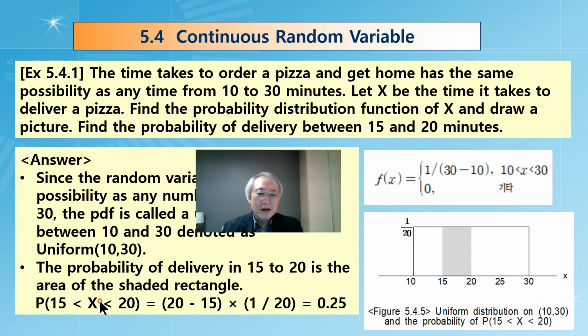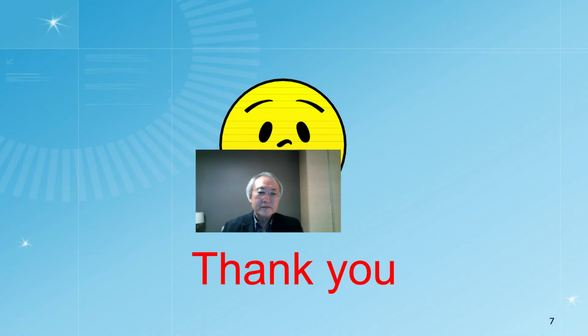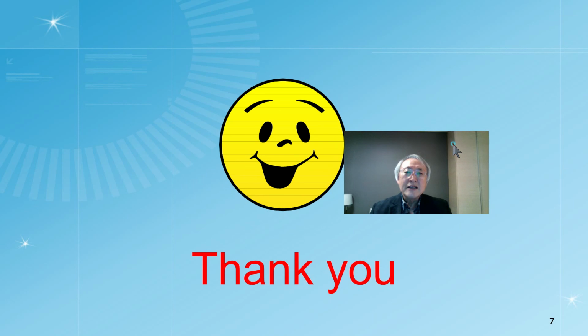If I ask you the probability between 15 to 20, the shaded area, you may consider this area. The width is just 5, the height is 1 over 20, therefore it's 5 over 20. That's the way of calculating probability in case of a continuous random variable. Next lecture, we'll discuss the most important continuous random variable called normal. We'll discuss normal distribution.